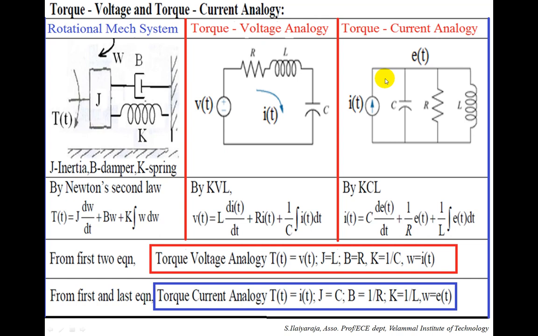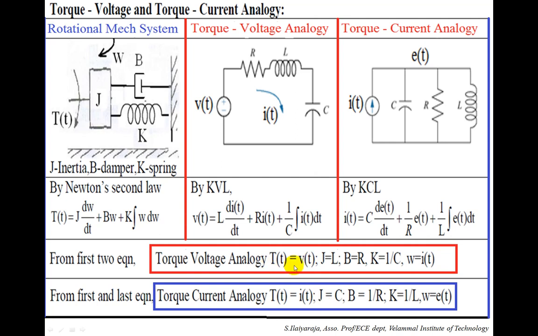Similarly, by writing a KCL equation for the torque-current analogy, you can write i of t equal to C dE by dt plus 1 by R E of t plus 1 by L integral E dt. Compare the first equation and the third equation, and you can get the torque-current analogy: T of t is equal to i of t, inertia is equal to capacitance, damper is equal to 1 by R, and spring is equal to 1 by L. From these two equations you will come to a conclusion. If you apply duality to the torque-voltage analogy, you will get the torque-current analogy.